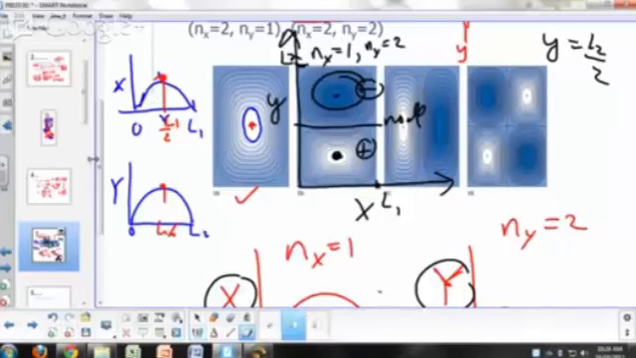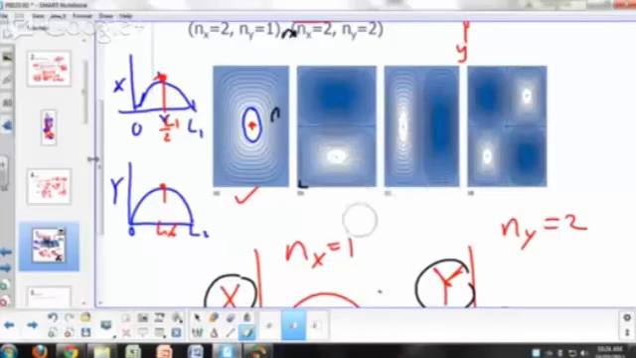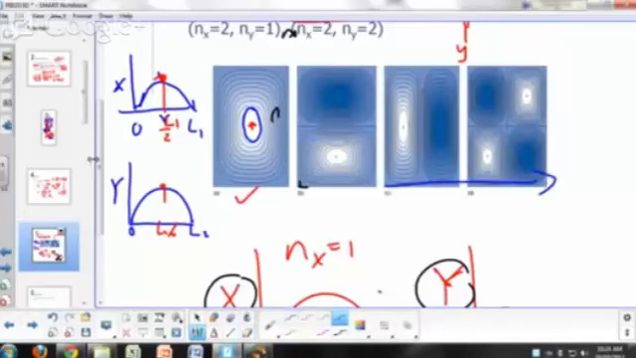All right. Let's take a look at this graph right here, this representation right here. What is this? So if this is your x-axis, that's L1, and that's your y-axis, so that's L2 right there.